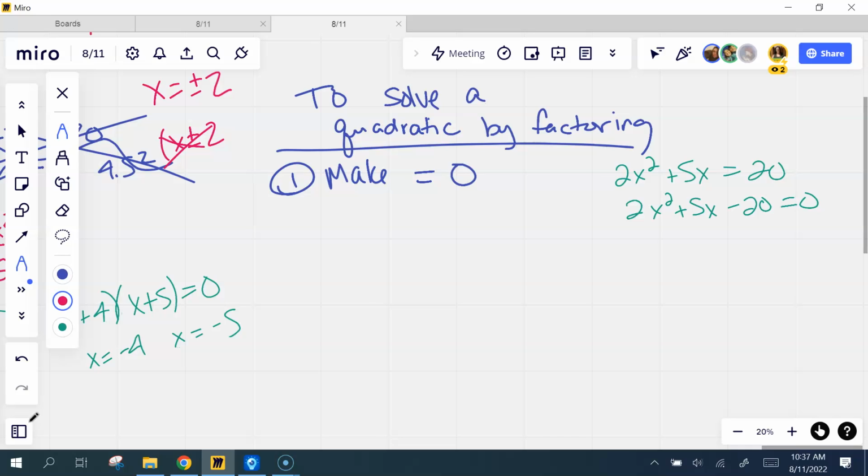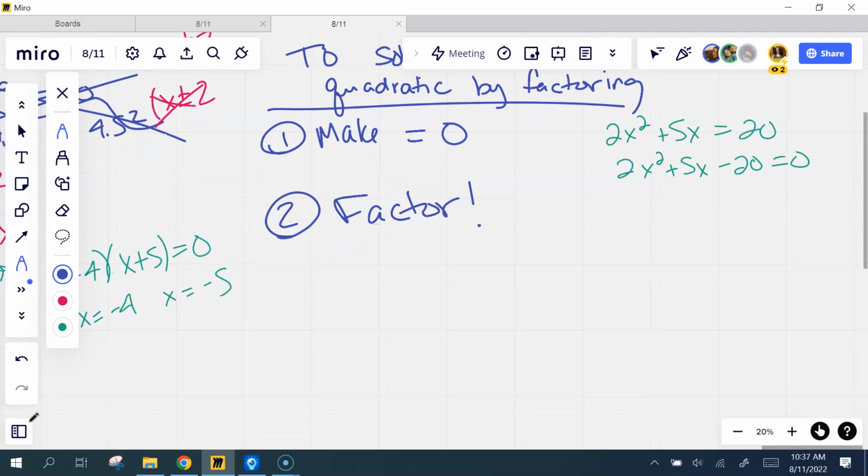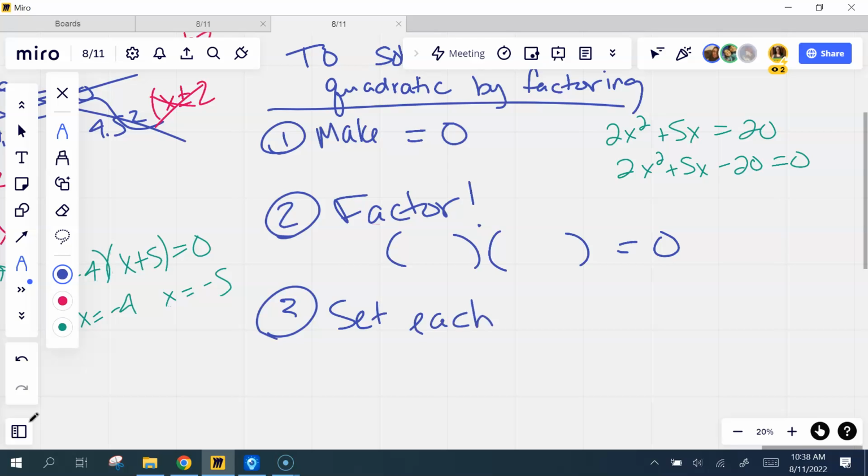Number two, factor. Once you have it factored, I've got these pieces that are multiplied together to give me 0, right? So my very last step is set each parenthesis, what's in parentheses, equal to 0, and solve individually.